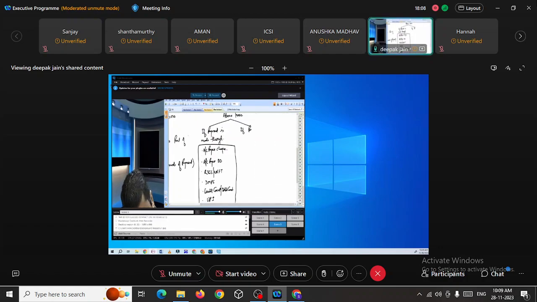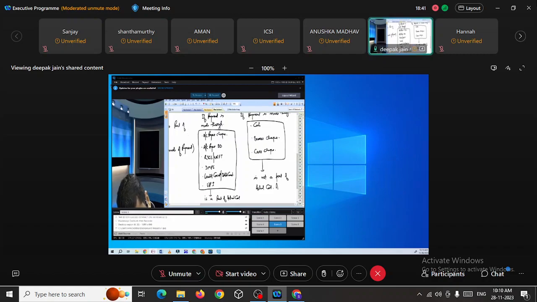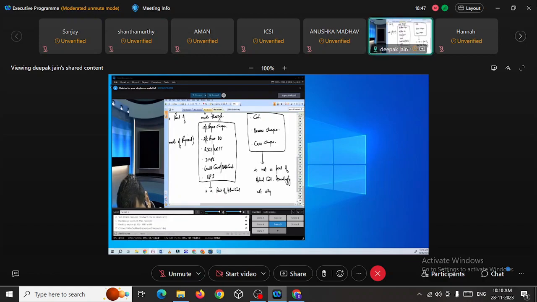If payment is made through cash, bearer check, cross check, then such payment is not a part of actual cost. Accordingly, it is not eligible for depreciation.